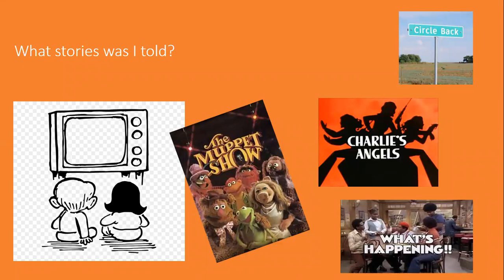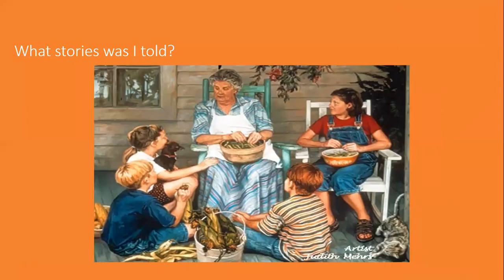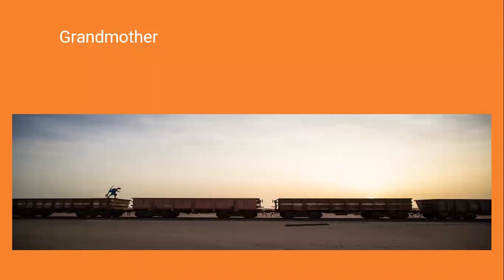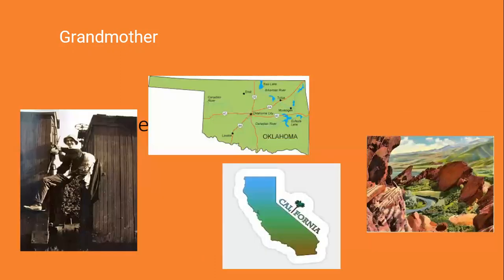She watched a lot of television, as a lot of kids do. She watched The Muppet Show and Charlie's Angels and What's Happening. And she was told stories from her grandmother about traveling on the train from Oklahoma to California. And yes, Callie's grandmother escaped from Oklahoma by hitching rides on trains. She was not riding in the seat, let's just say.